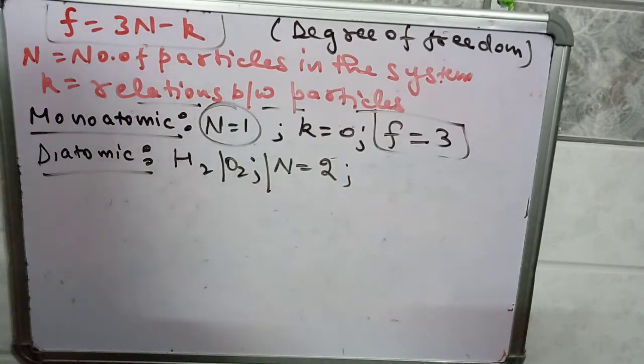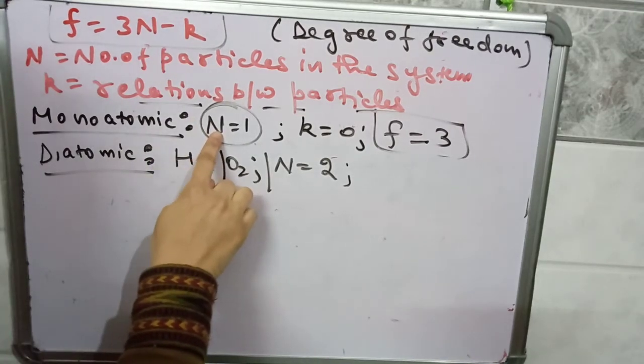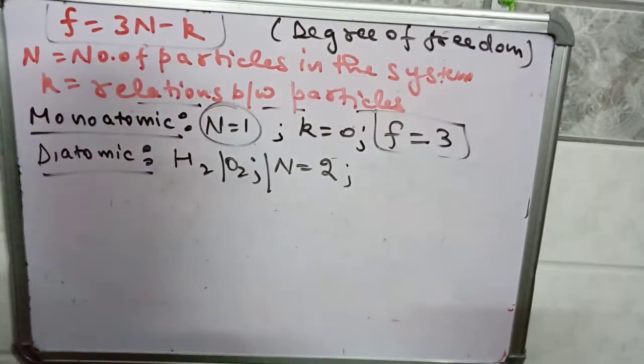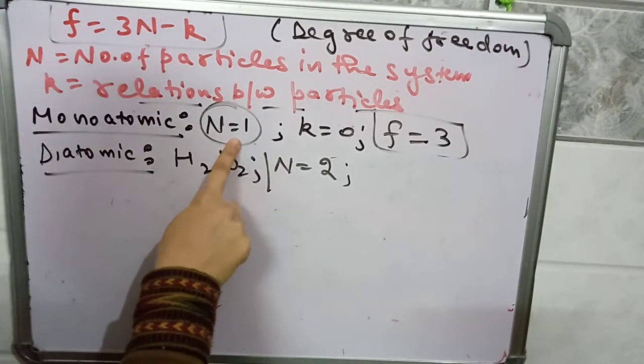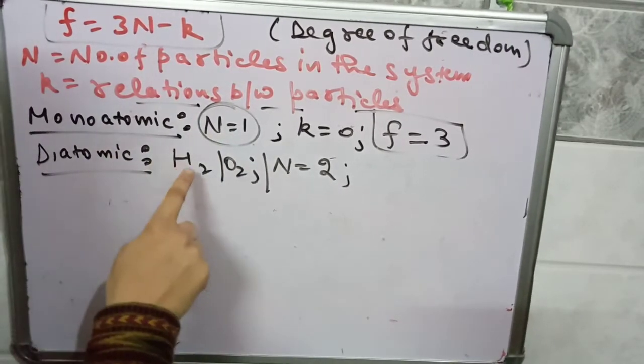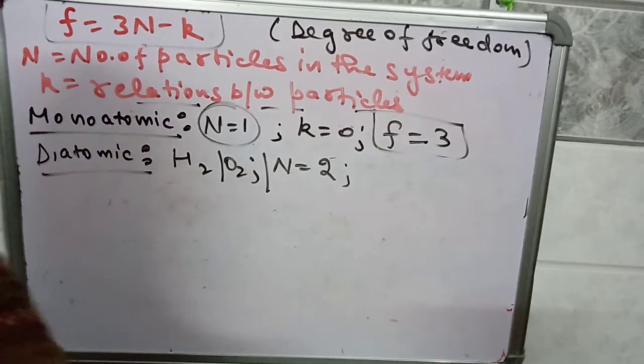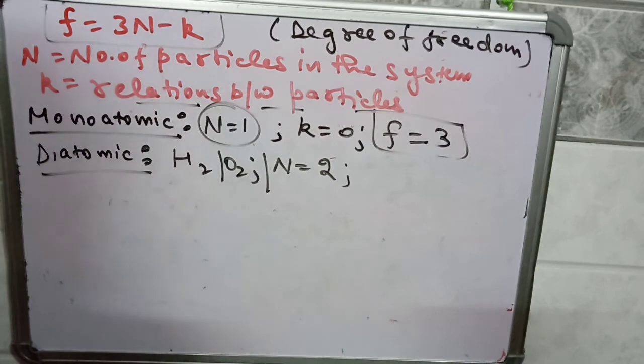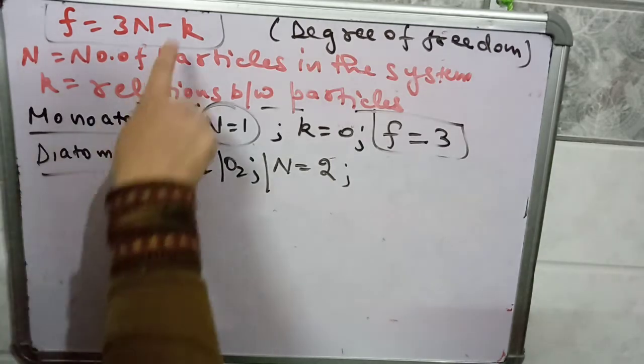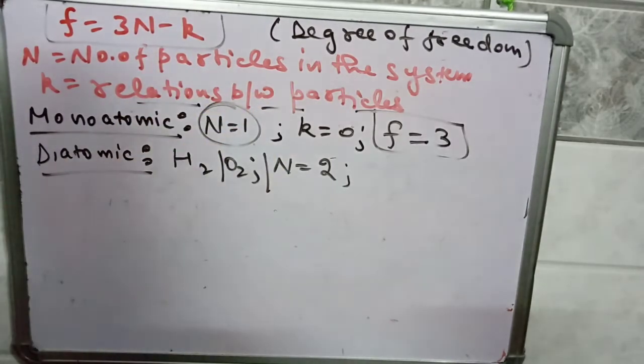Okay. So what is capital N here? N is the number of particles present in the system. For example, if there is a monoatomic gas, then only a single particle is present. For a diatomic gas like hydrogen, oxygen, there are two atoms, and for a triatomic gas there are three particles. Okay, so what is K here? K is the relation between the particles.